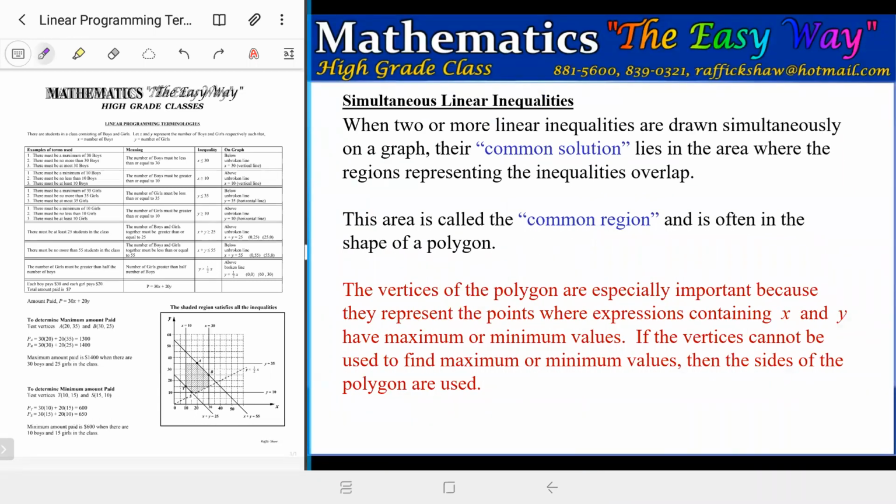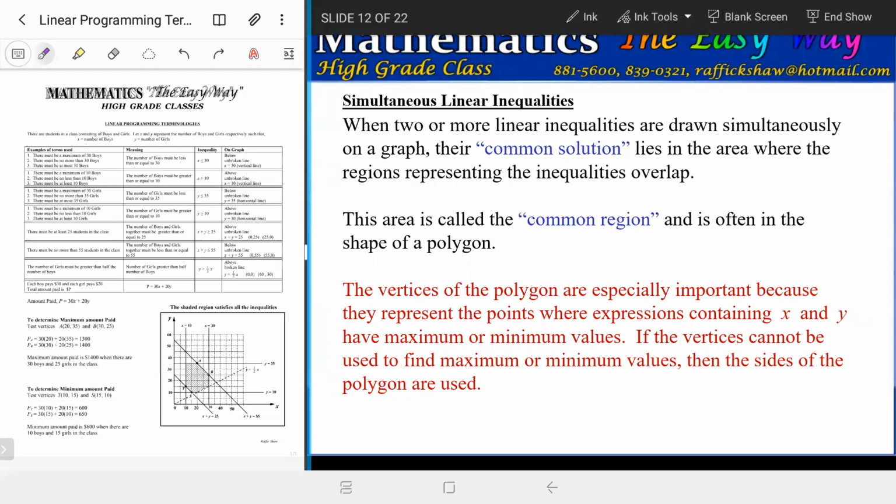So we're back to linear programming, linear inequalities. And as I said, our aim is to get to linear programming, which really is a real-life application of simultaneous linear inequalities. And I'll explain it a bit when we get to that stage. But first, we're going to look at simultaneous linear inequalities.